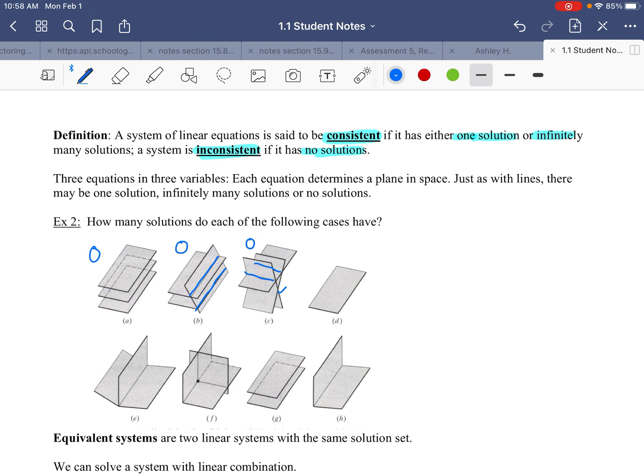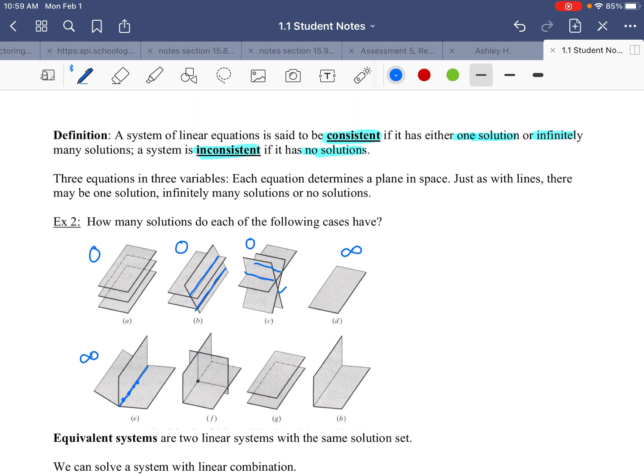They're the same plane, right? So this is infinite solutions. Letter E, they're all meeting at this line right here. So while it's one line where they meet, and you could find that line, they meet at infinitely many points though. So that's also infinite solutions.